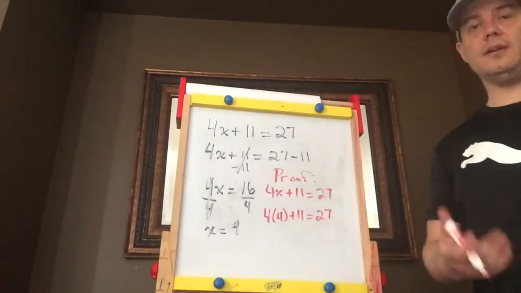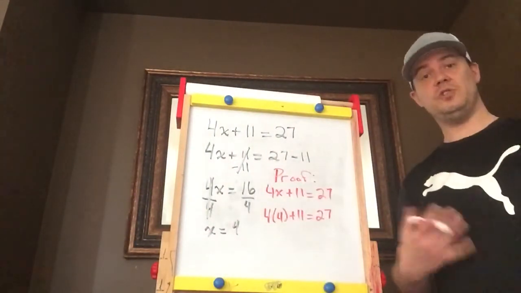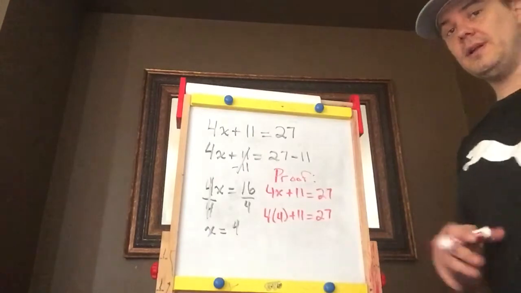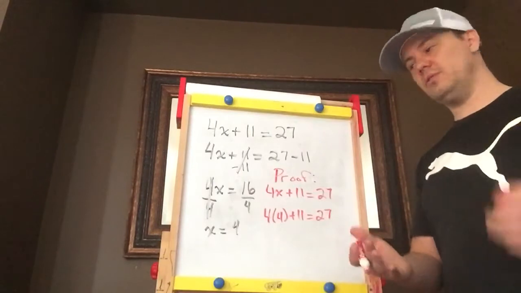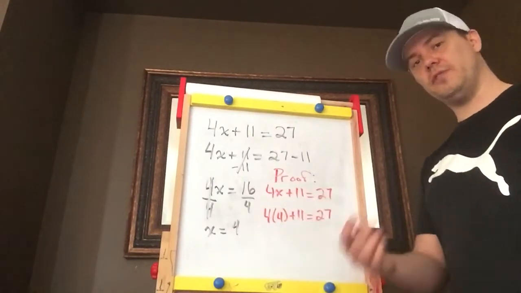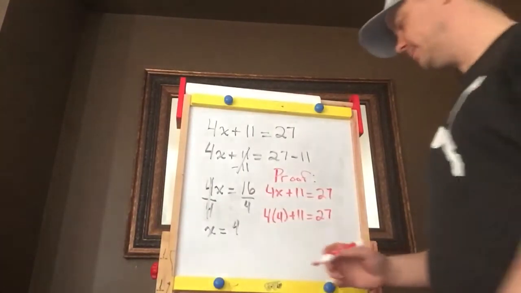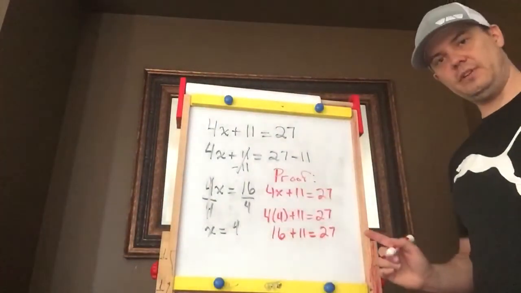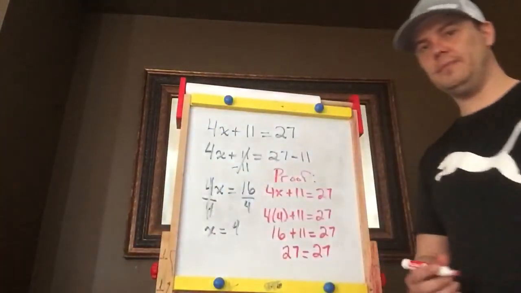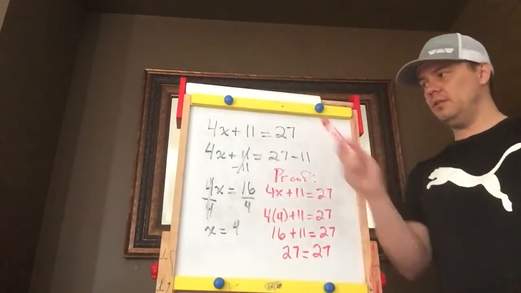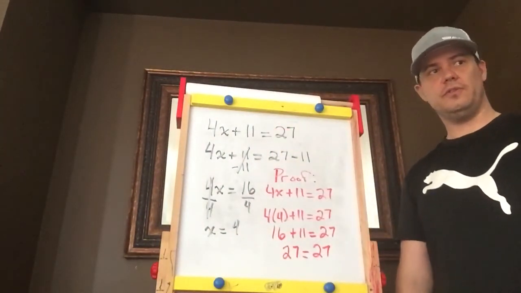Okay? Now, again, it's a two-step equation, which means your proof needs to be solved in 2 separate steps as well. But now, because we're solving it, because we know the variable, we need to walk through it using BEDMAS. So we need to do the multiplication first in our proof. 4 times 4, 16. Then we end up with 16 plus 11 equals 27, and 16 plus 11 does in fact equal 27. Meaning, you got the right answer for your variable in the question.